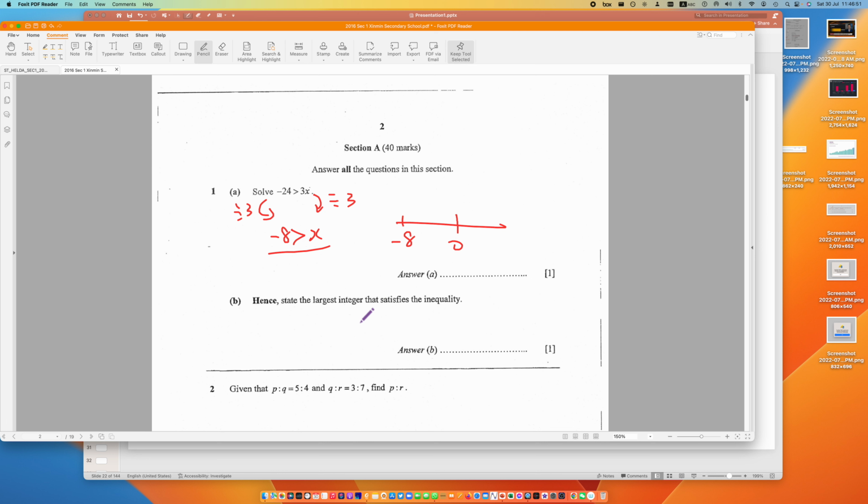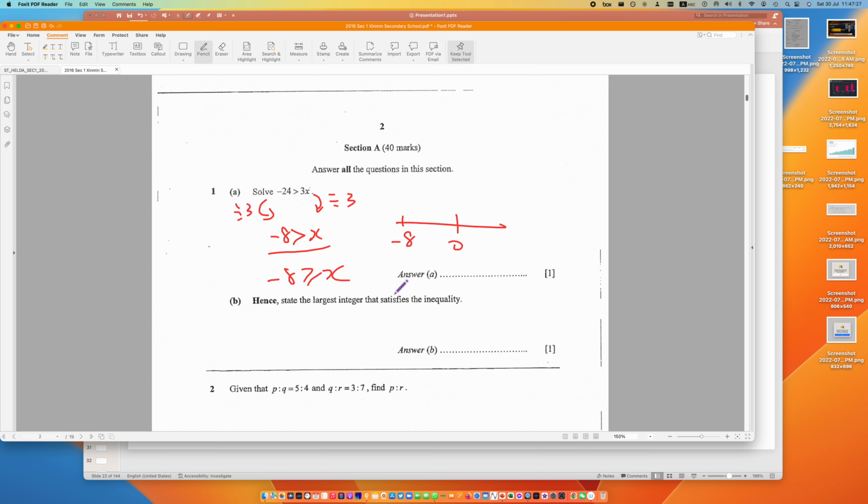Next, how do you represent? Where's negative 8? Here, right? So this one, with equal sign or no equal sign? This inequality is with equal sign or no equal sign? No equal sign. No equal sign, what you need to do? Equal sign, what you need to do? There is a difference. If there is a difference, then you need to represent differently.